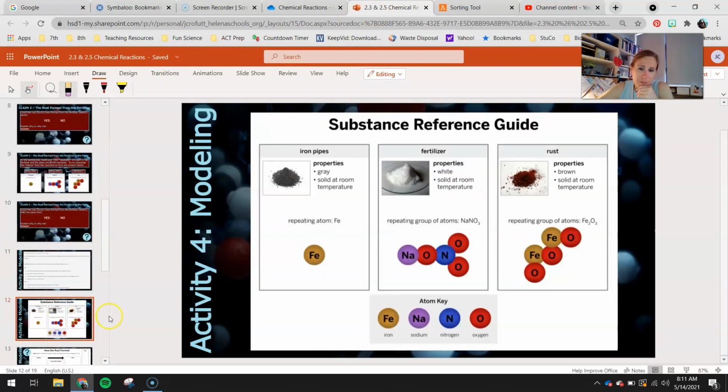All right, so looking at this then, here's your substance reference guide. This is iron, it's gray, solid at room temperature. It's made up of repeating atoms of Fe. This one's your fertilizer. This is repeating molecules of NaNO3. It's white, solid at room temperature. And then finally, rust is repeating groups of Fe2O3, or repeating molecules of Fe2O3. So it's brown, solid at room temperature, and so on and so forth.